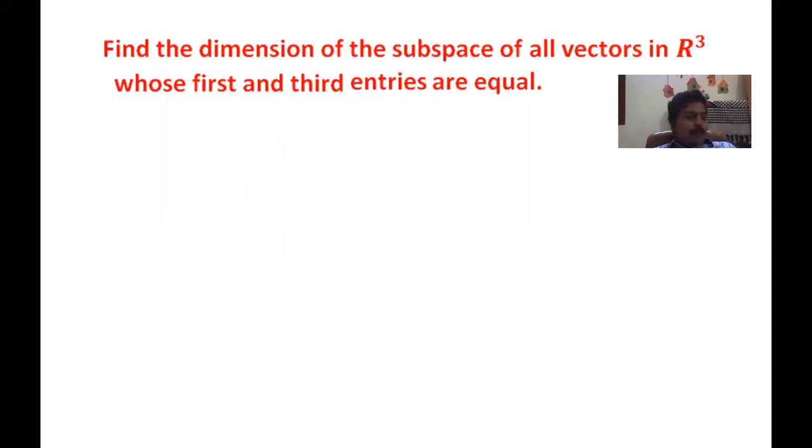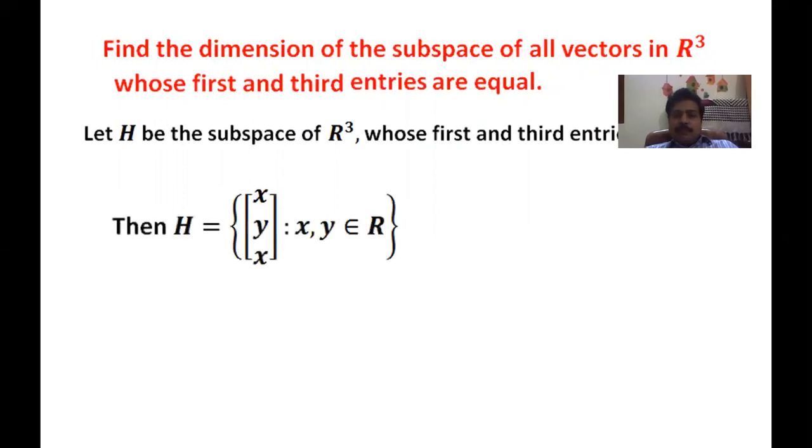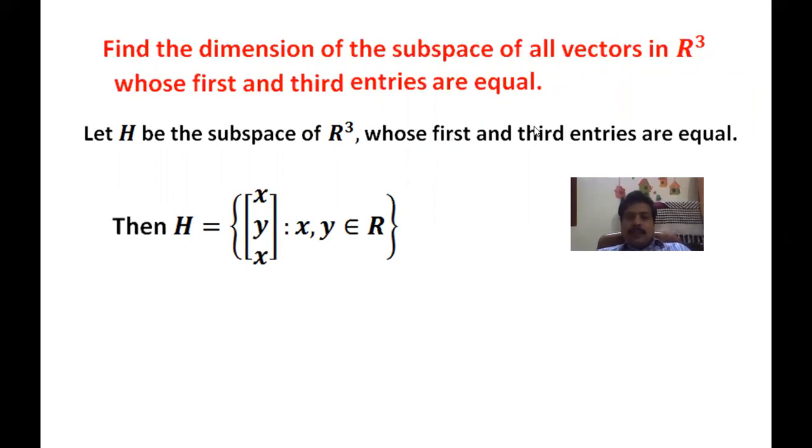This is one more problem. Find the dimension of the subspace of all vectors in R3 whose first and third entries are equal. So we need to take a subspace whose first and third entries are equal, and that should be a subset of R3. Since it is a subset of R3, there will be 3 entries. If we write it as a column vector, it will have 3 rows. Since the first and third entries are equal, if the first entry is X, the third entry is also X. The second entry may be different from this X. So if we name the subspace mentioned in the problem as H, then H is equal to the set of column vectors X, Y, X such that X, Y are real.